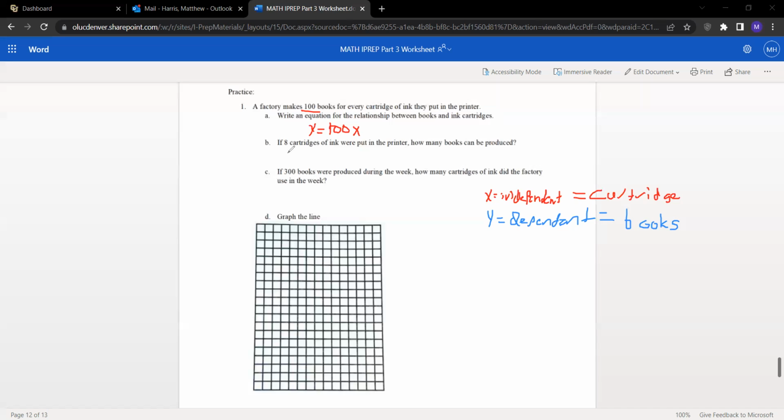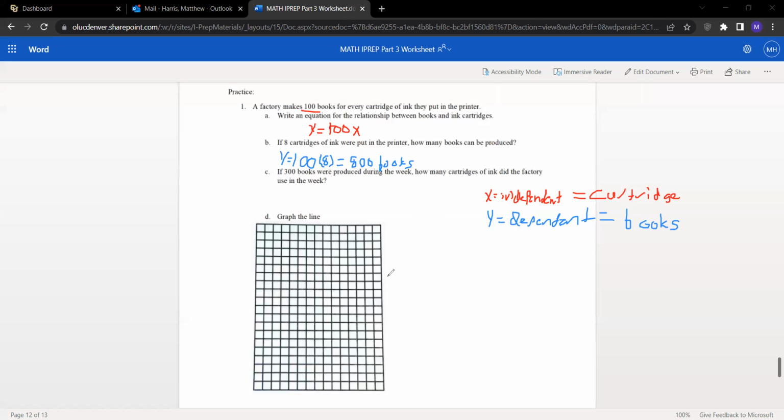So now we can plug this in. If 8 cartridges of ink are put in the printer, how many books can be produced? So you just plug this in. y is equal to 100, and we know x is our cartridges, so we plug in x, 8. What's 100 times 8? 800 books. So we have 8 cartridges of ink, we get 800 books.